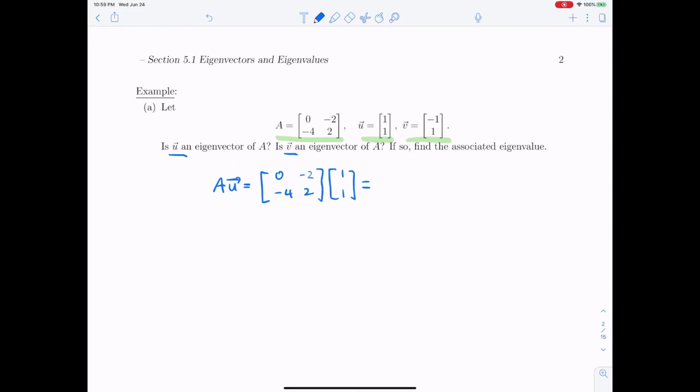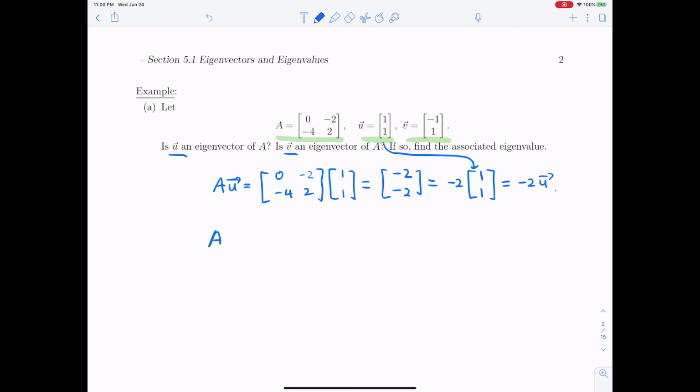Or in other words, this gives you -2 and -4 plus 2 equals -2. But if you factor out -2, then this gives you (1, 1). But we know that u equals (1, 1). So this gives you -2 times the vector u.